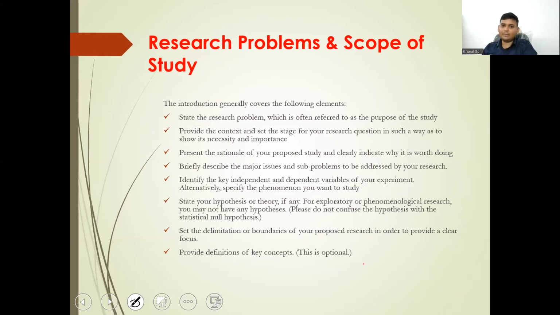So briefly describe the major issues and sub-problems to be addressed by your research, right? It clearly defines the major issues that you want to highlight, and at the same time, the sub-issues that you want to cover as a part of your study. That will be described in the research proposal within the parameter of the research problem, right? Once you do it, you will definitely get the variables that you want to cover. As I told you, from the research title only, you will get the variables. But yes, the research problem will give a more clear-cut idea about this.